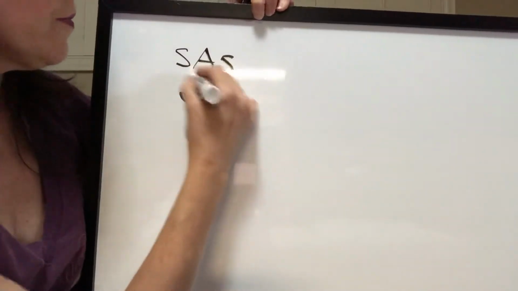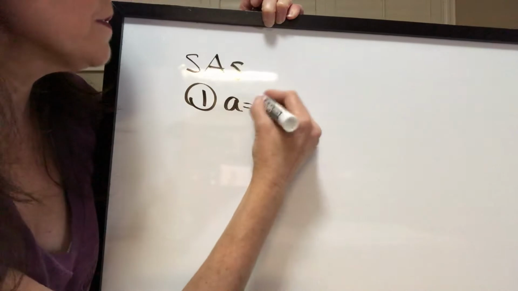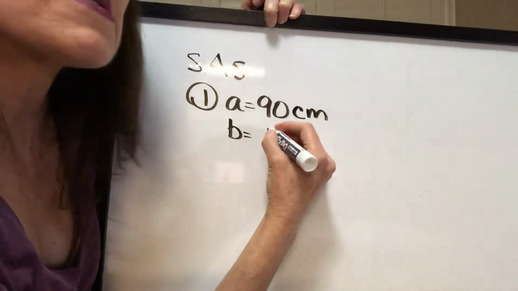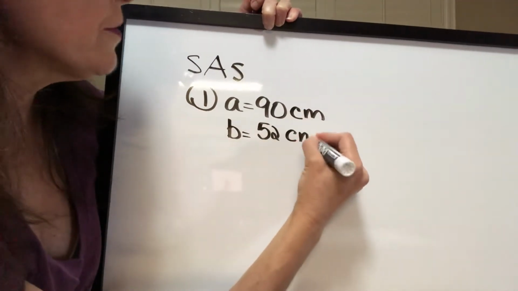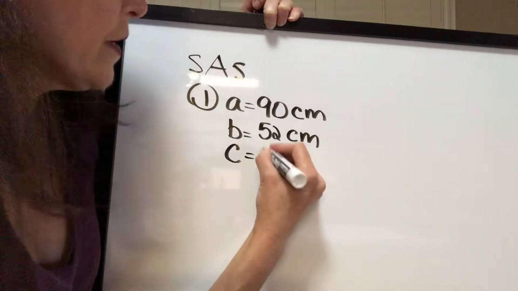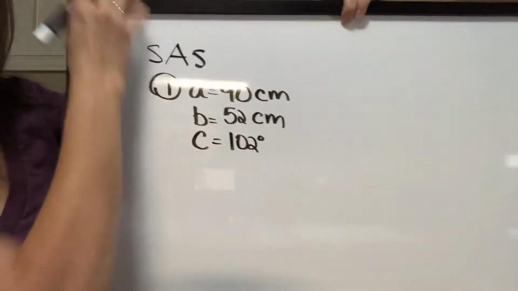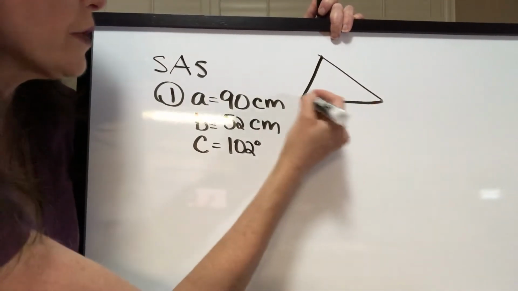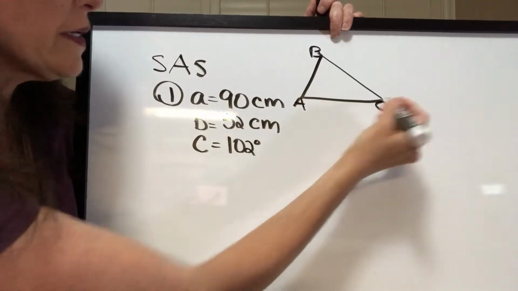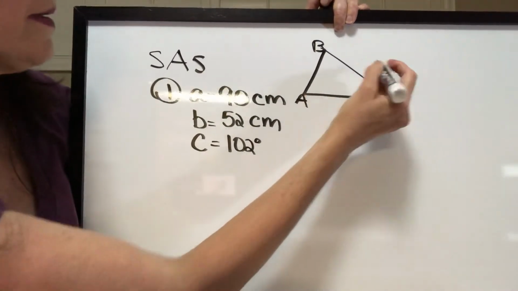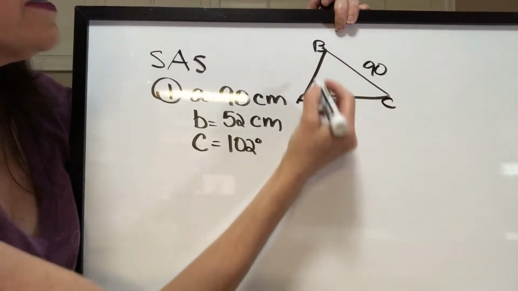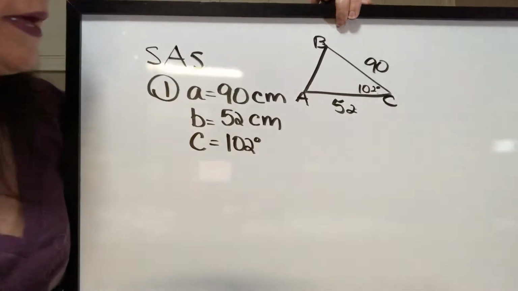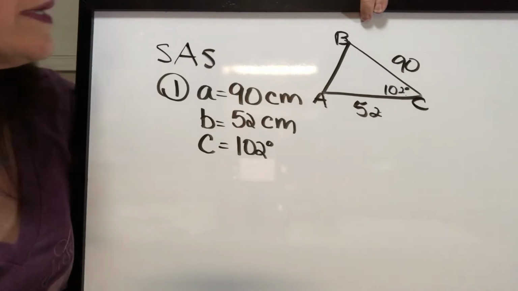So we were given a number one that A is 90 centimeters, B is 52 centimeters, and the angle C is 102 degrees. So you have to make sure that this would really be side angle side before you get started. So let me just draw a quick little triangle. It doesn't need to be perfect at all, just to kind of see what we have. So we know A is 90 and B is 52 and angle C is 102. So yes, it is side, angle, side. The angle that we're given is definitely in between the two sides.